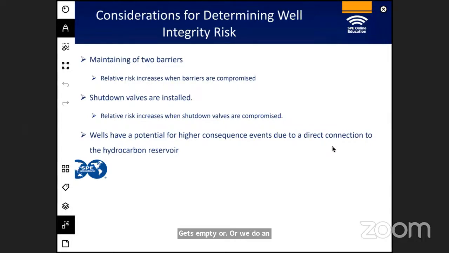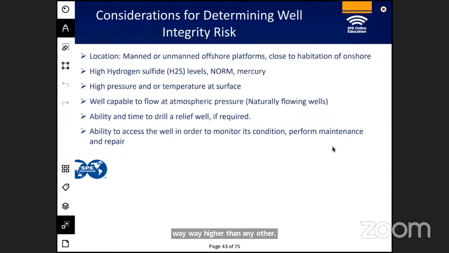Either the reservoir gets empty or we do an intervention. So the consequences when we are dealing with a well are way higher than any other asset or any other facility risk.